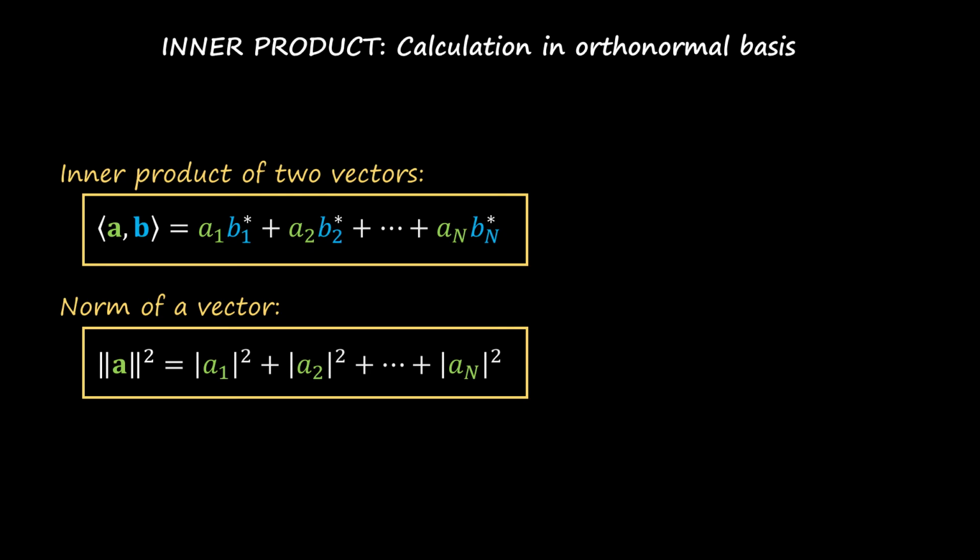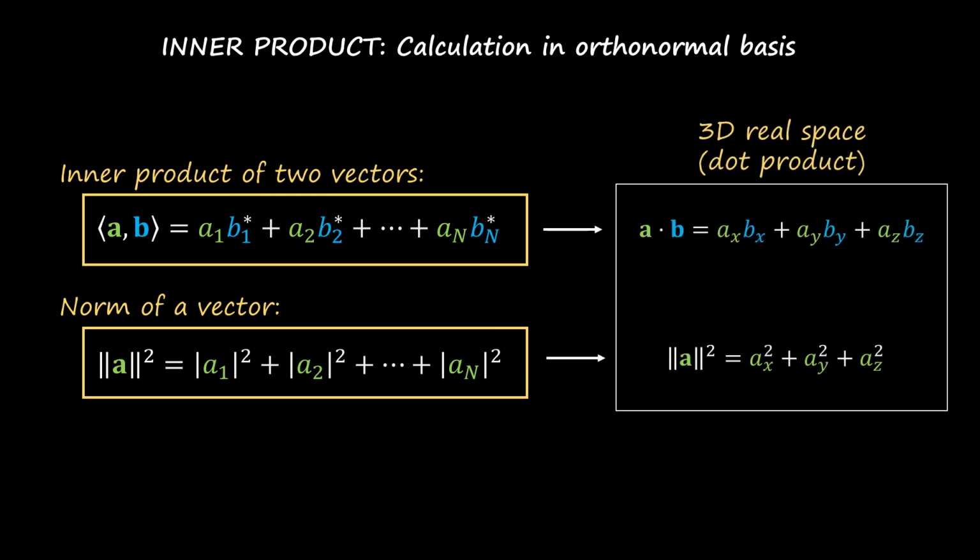When applying these two rules to the usual three-dimensional real vectors, they become the familiar formulas for the dot product and the norm of a vector. Incredible, isn't it? We have proven the equation of the dot product and the equation for the length of a vector from first principles, just by assuming that the basis being used was orthonormal.